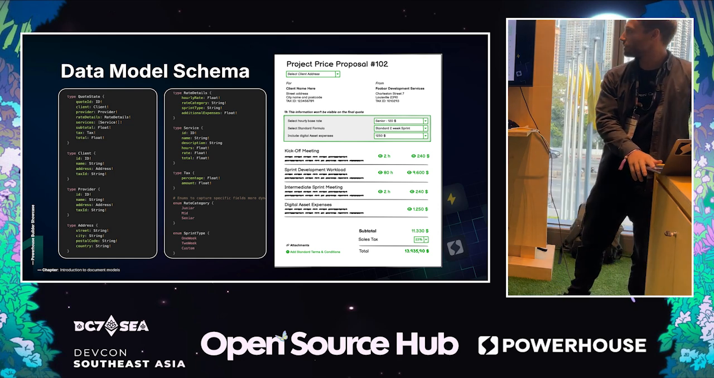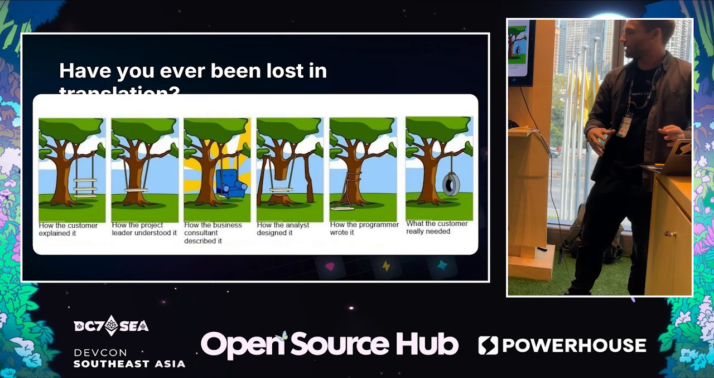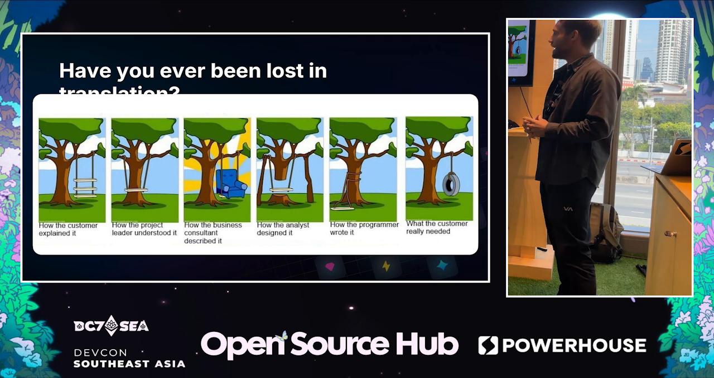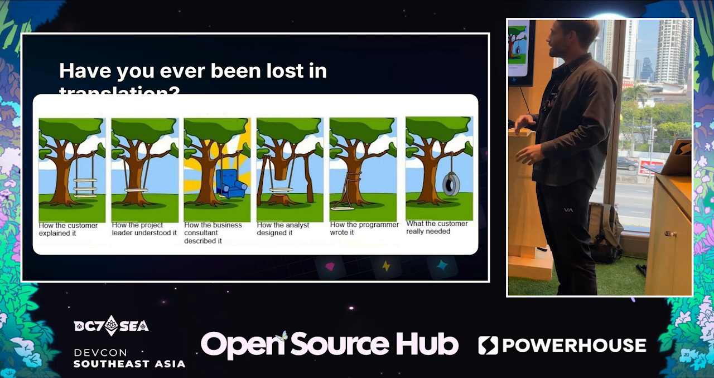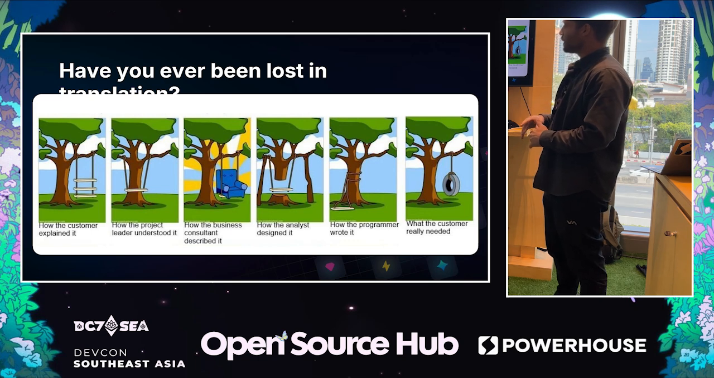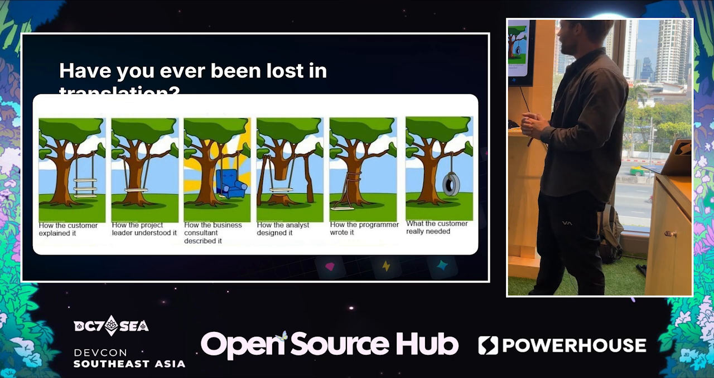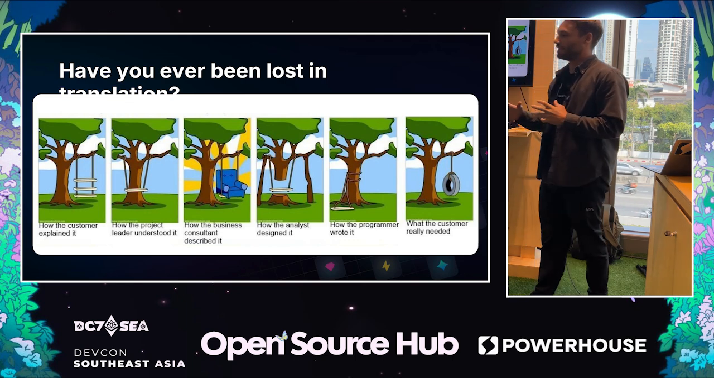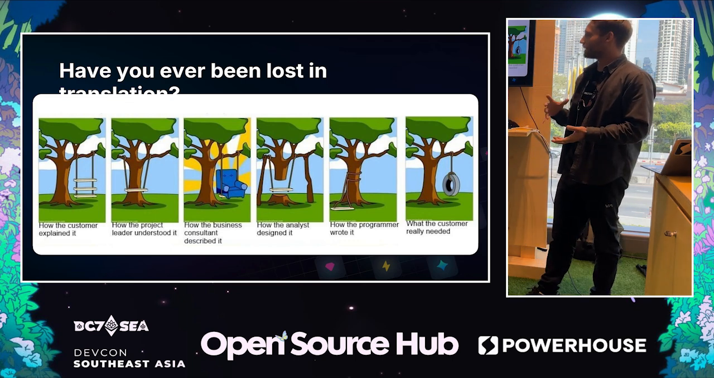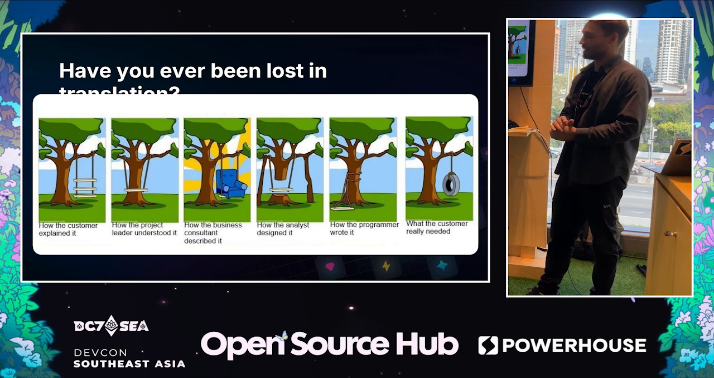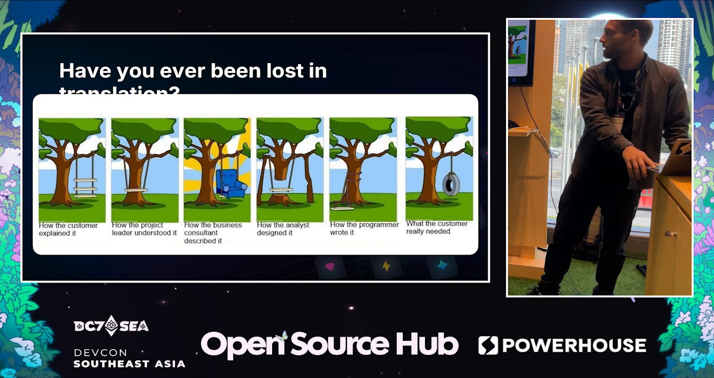Now, those data model schemas, why do we use them? Because we noticed in design and software development processes that there is always a big step where things get lost in translation. You might have experienced that you're either the customer or the business consultant or even the programmer, and you felt that the whole team had a different understanding about what exactly was happening or what the intended goal was. And that's where the data model schema comes in.